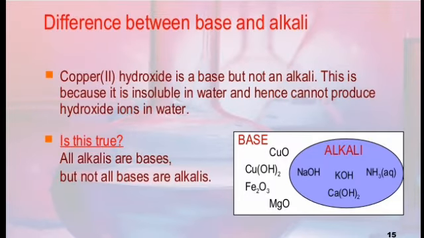So what is the difference between a base and an alkali? Copper(II) hydroxide is a base, but it is not an alkali. This is because it is insoluble in water and hence cannot produce hydroxide ions in water. So, all alkalis are bases, but not all bases are alkalis. Some bases are alkalis, whereas all alkalis are bases.